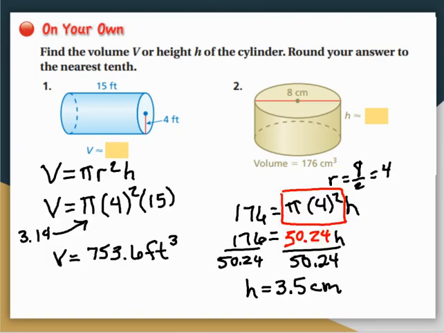All right, so for number 1, putting the stuff in that we know, we end up with 753.6 feet cubed. Number 2, solving, we simplify the right side to get 50.24. So we divide 176 by 50.24 and we get 3.5 centimeters. Good, I hope you did that right.